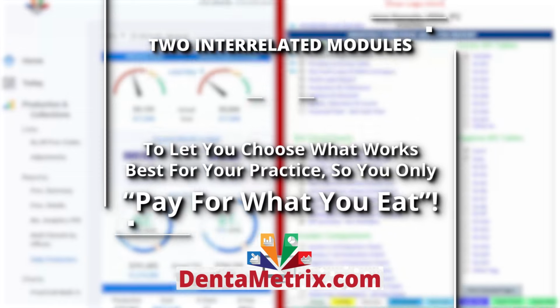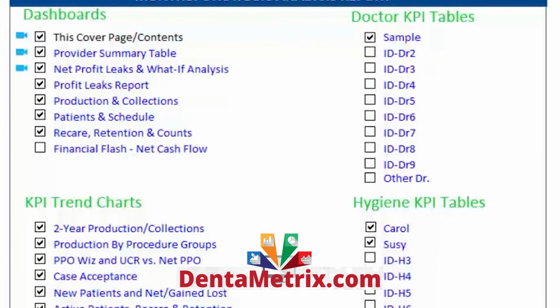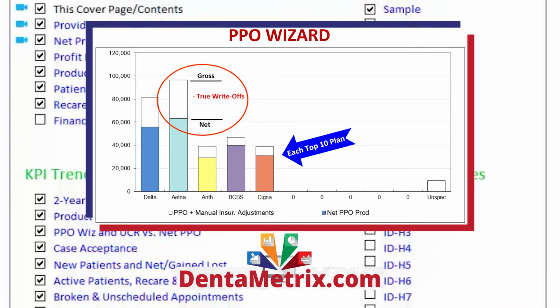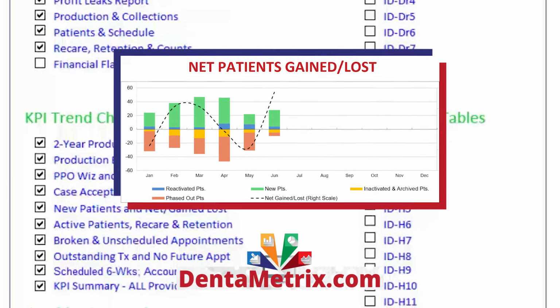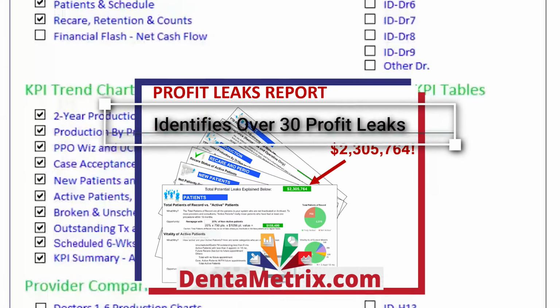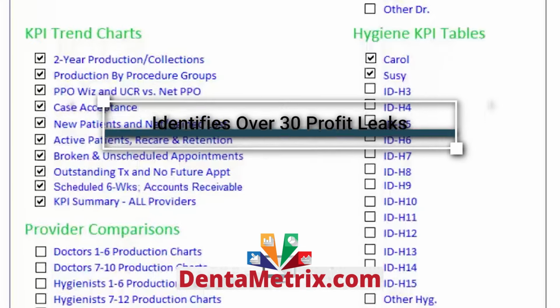what you need. The monthly Excel module gives you robust KPI trend data, including a PPO Analyzer Wizard, tracks net patients gained and lost, and identifies over 30 profit leaks. This is a popular module for practice transition analysis, too.